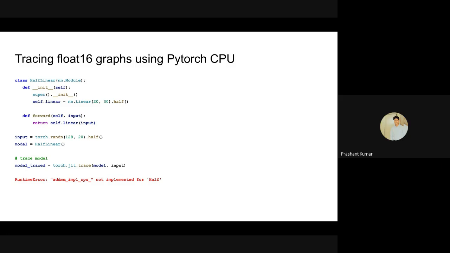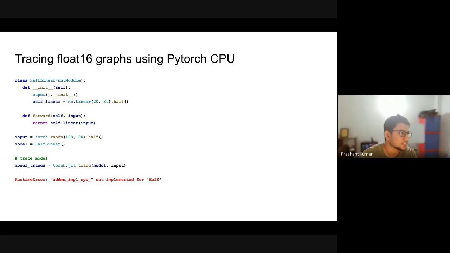Hey guys. So this presentation is about running float16 graphs via PyTorch CPU. Currently you can see that this is a half linear model. That means that the dtype of weights present in the model is of float16 type. And we are just passing the input to the nn.Linear module. The input is again a float16 type, and we have instantiated the model over here.